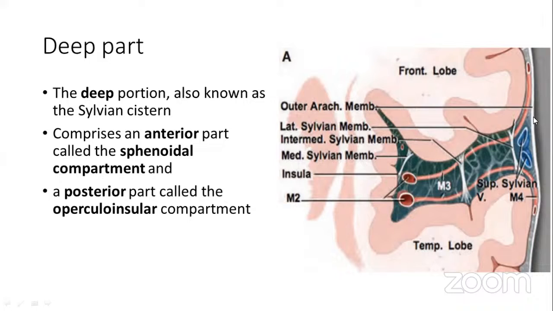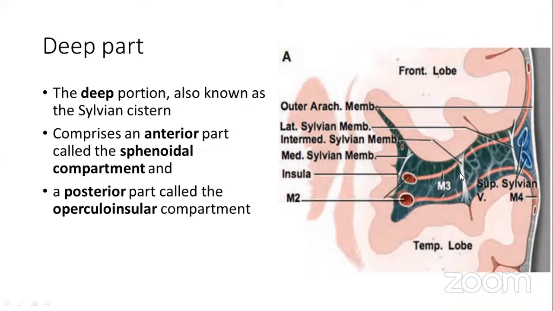Name those. First, the lateralmost membrane, which can be named the outermost arachnoid membrane, forming the lateral limit of the Sylvian fissure. And once we have the Sylvian vein, then we have another membrane, the lateral Sylvian membrane. And once you remove the Sylvian membrane, where do you enter? We will enter into the opercular portion of the Sylvian fissure. And then what is the posterior boundary of that? That is the intermediate Sylvian membrane.